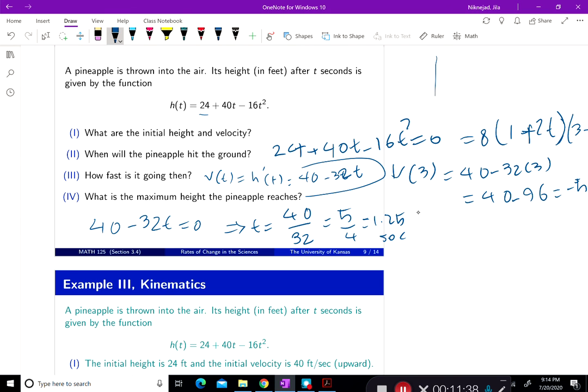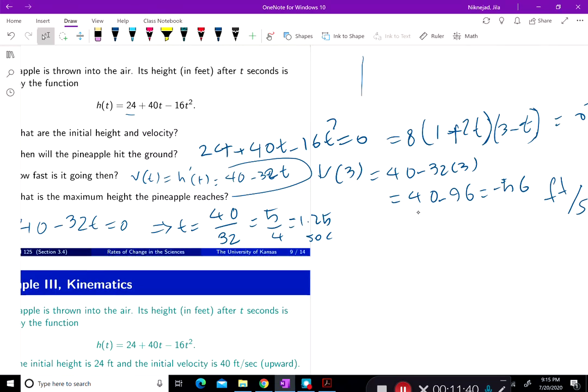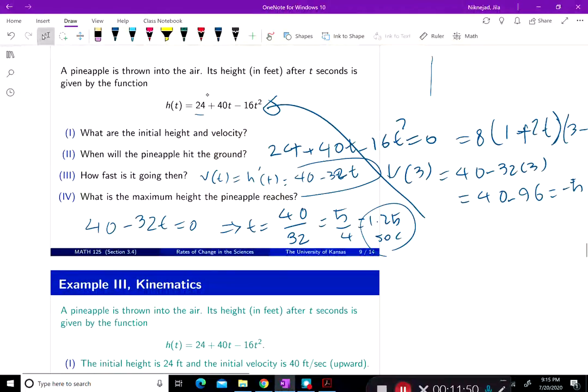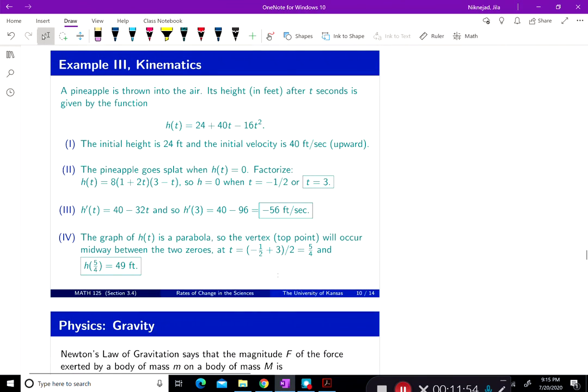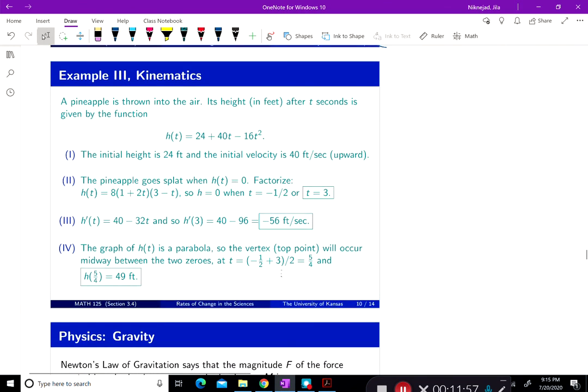Now, to find the height at that time, I have to plug this back into the height function. If you plug it back in there, the value is going to be 49 feet.